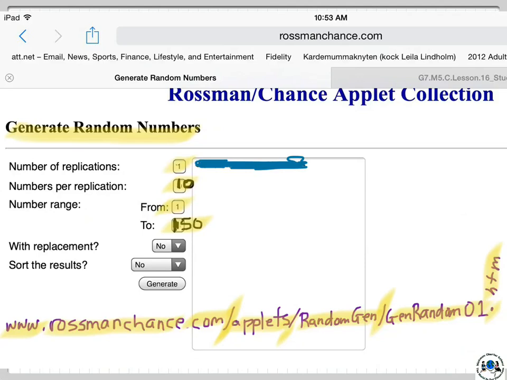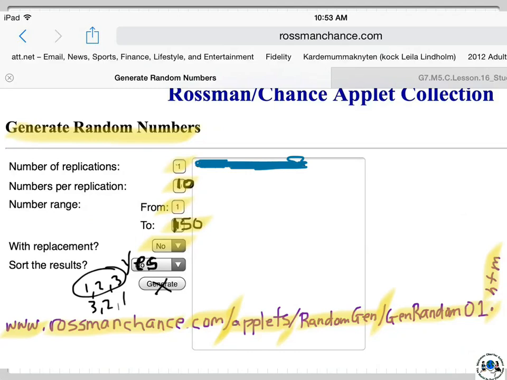With replacement, you're going to click on that and say no. I think it defaults to yes, but we want no replacement because we want just one of each. Sort the results: I would go ahead and say yes, to make it a little bit easier. You can choose 1, 2, 3 or 3, 2, 1. That doesn't really matter, but I would choose just 1, 2, 3, so you go from the smallest number to the largest number. Once you have that set, click on generate, and it'll give you a list of numbers.